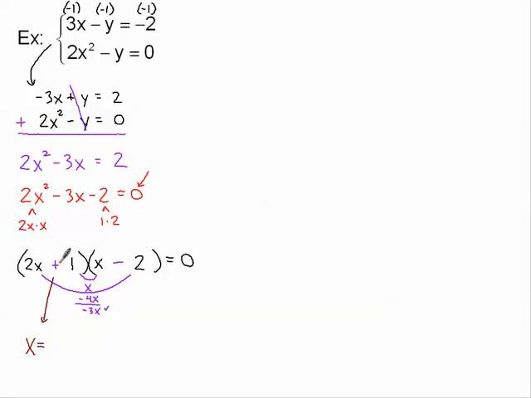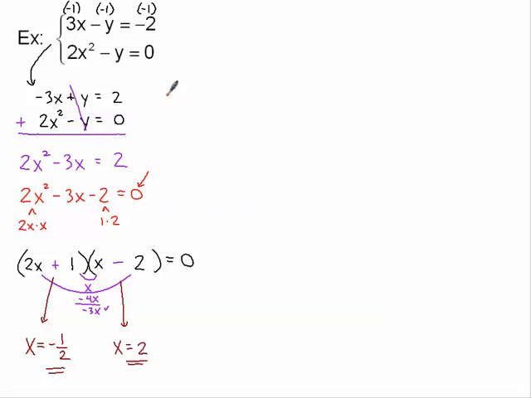Now that I have my correct factors, I can go straight to my answers for x. x could be -1 divided by 2, so -1/2. Or x could be +2 over 1, which would just be +2. So these are the two values that x could be. So it looks like we have two solutions, two ordered pairs, which makes sense.